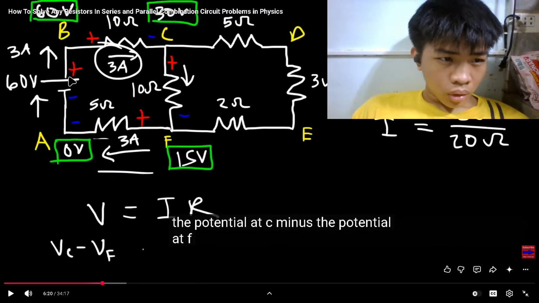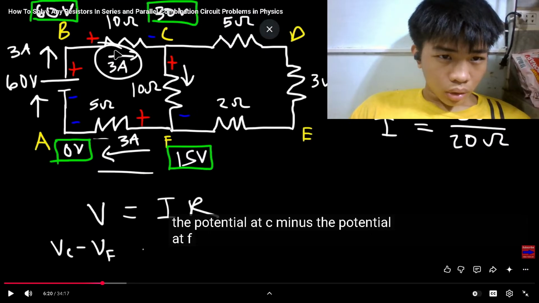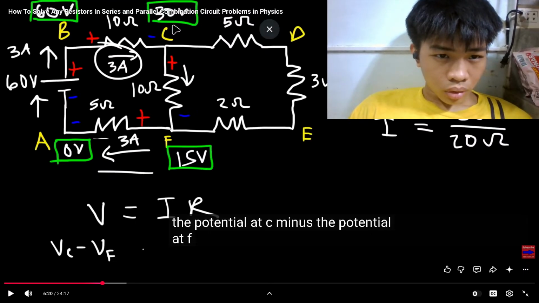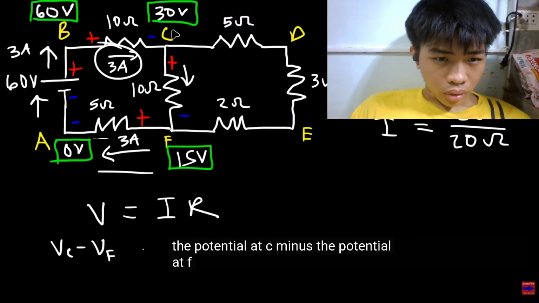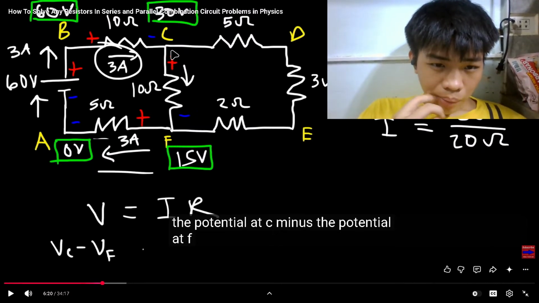Pagka-intindi ko, 60 volts, so magiging 30 volts. Tapos 30 volts, dadaan pababa.